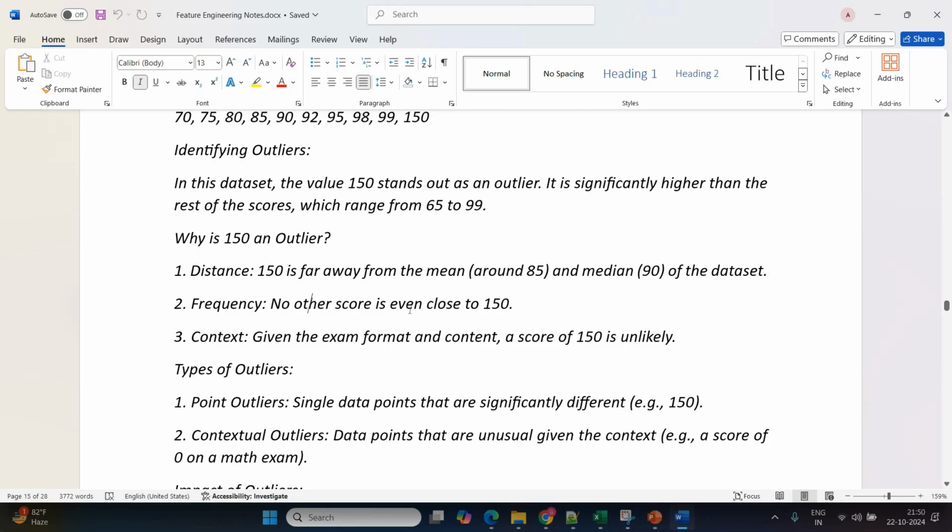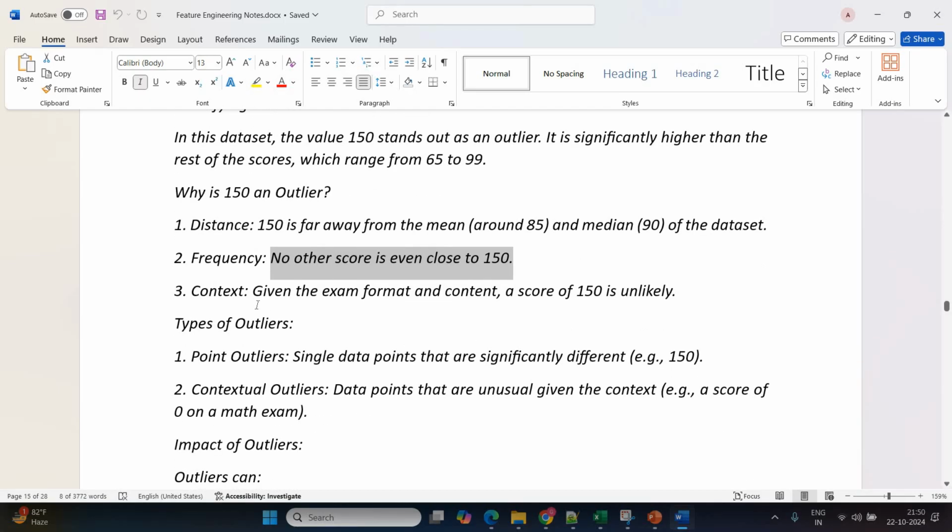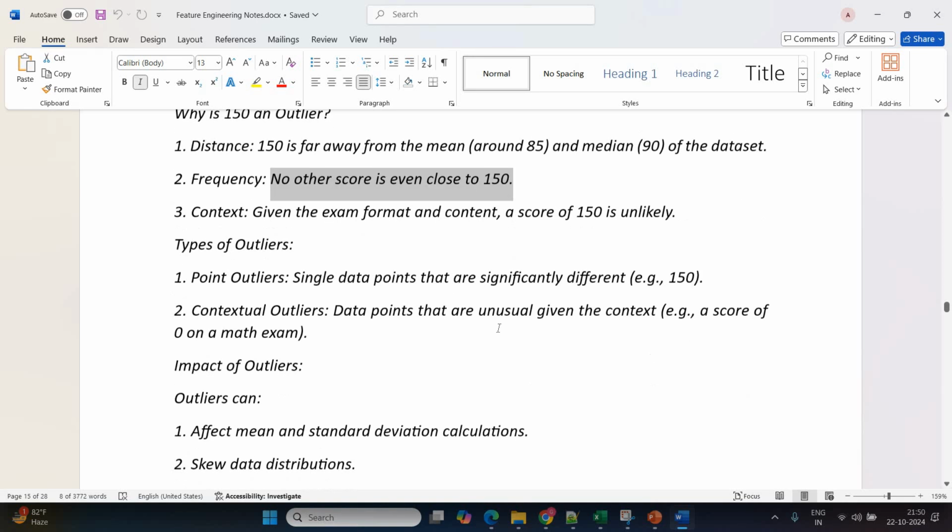No other score is even close to 150, which means there is no other value approaching 150 or equal to 150. So the frequency is only one for this. And the context is that in the exam format and content, a score of 150 is very much unlikely.